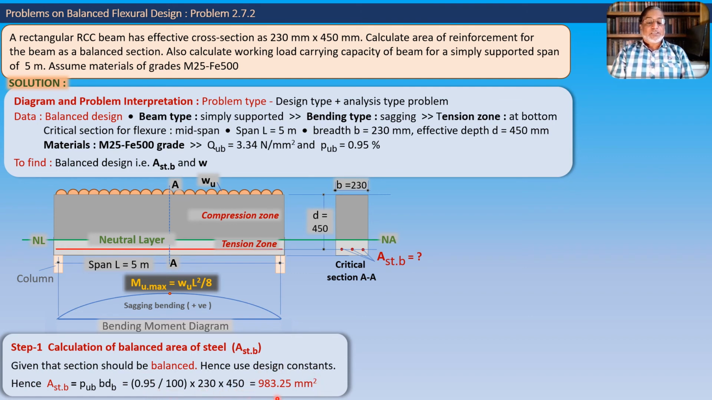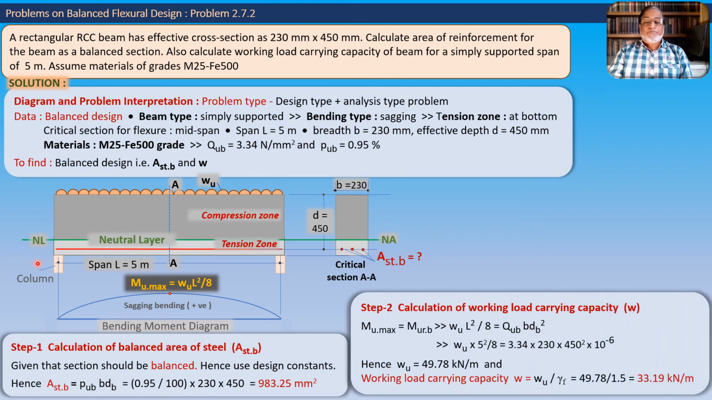So this gives us 983.25 mm square. So this is the area of steel required for this beam and to make it a balanced beam. So this is the first part of the answer. Now we proceed for the next step.